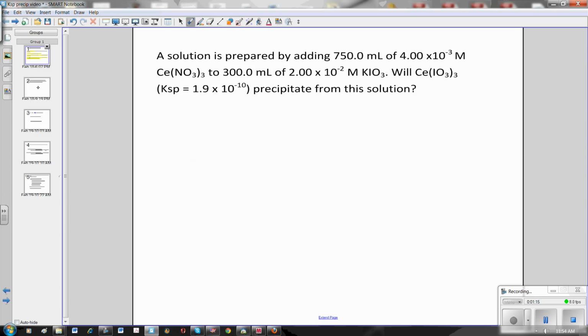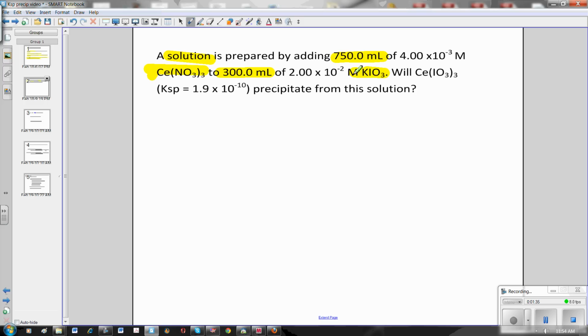So start with our problem. Solution is prepared. If you notice a couple things, you're mixing a solution of 750 milliliters of one solution, 300 milliliters of the other. One solution contains CeNO3, the other solution is KIO3.